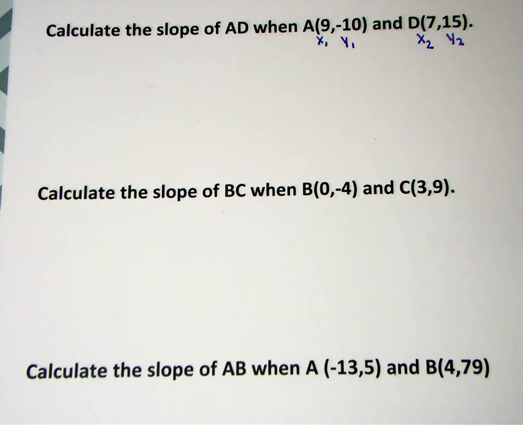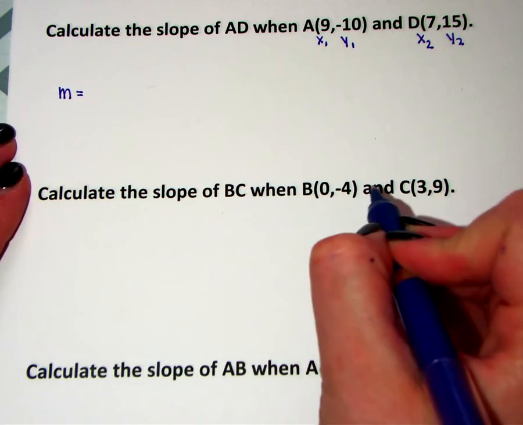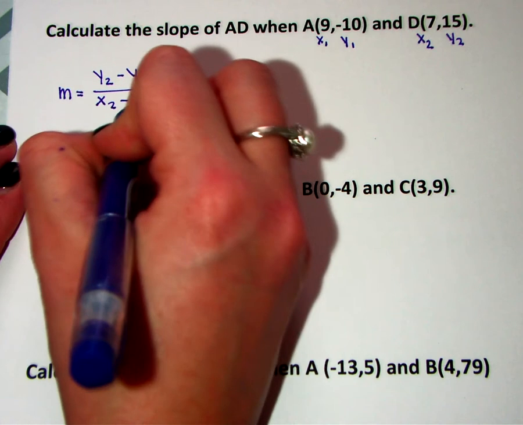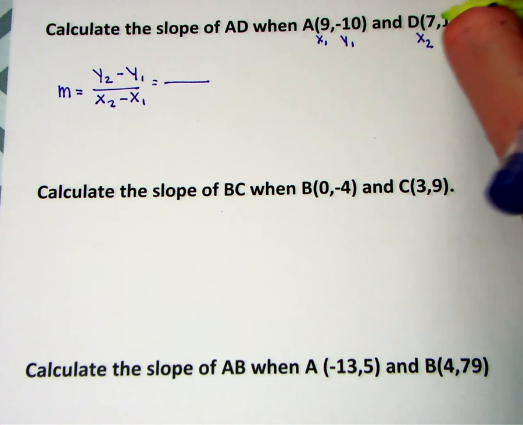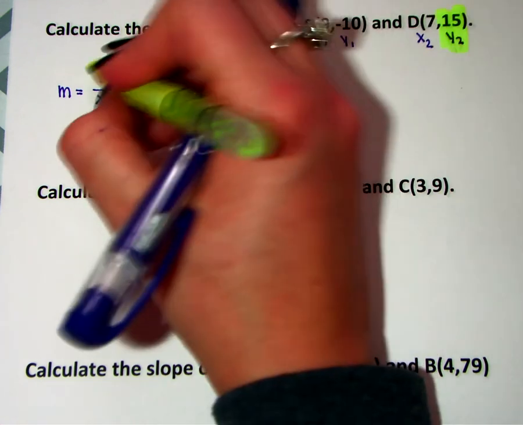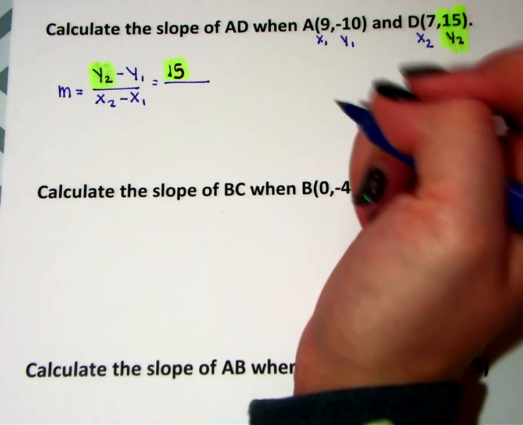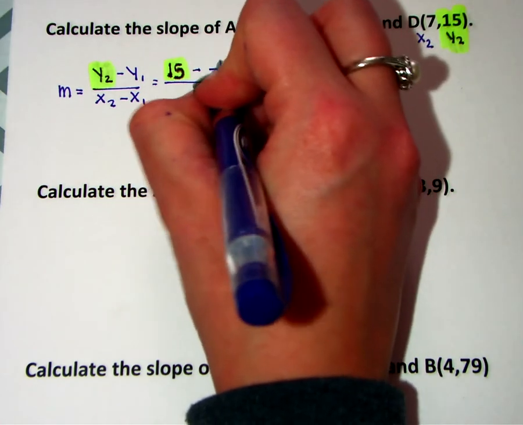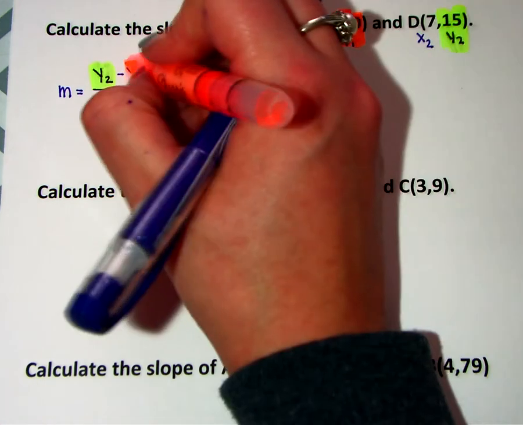So I'm going to go ahead and write that formula down. It's really important. Every time you do slope, we use the letter M. The slope formula is y2 minus y1 over x2 minus x1. Now I'm going to simplify. So looking at my problem, my y2 value is 15. I'm going to replace y2 with 15. Minus, my y1 value is negative 10. So minus negative 10. So here, I've taken my y1 value and I've plugged it in.